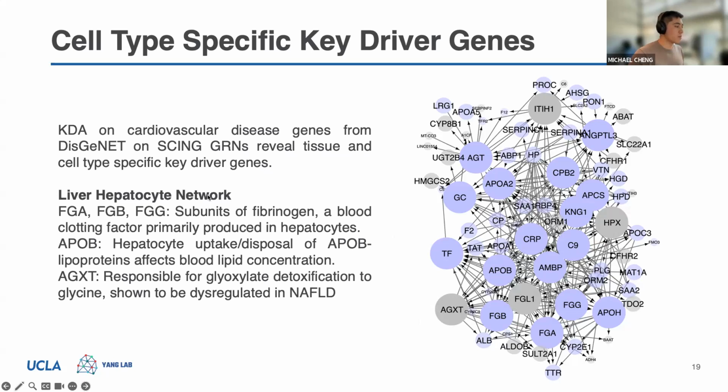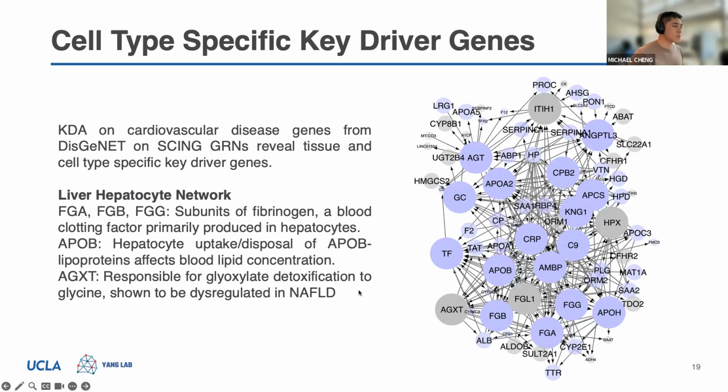Here we're looking at a liver hepatocyte network. And what we can appreciate is that a lot of these key drivers are very distinct to hepatocyte function. Like these 3 genes here are subunits for fibrinogen, which is a blood clotting factor. And we know these to be associated with cardiovascular disease. And it's important that they're primarily produced in the hepatocyte, right? Another gene is this ApoB gene. ApoB is a component of many lipoproteins, which affects blood lipid concentration. Again, hepatocytes have a key role in uptaking and disposing ApoB.